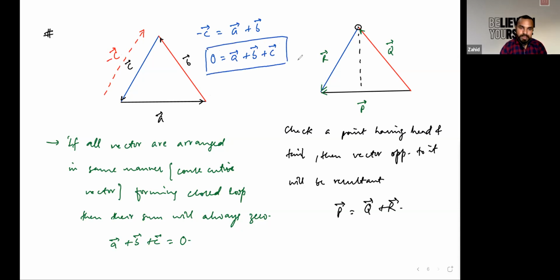So from here, you can conclude the sum of all vectors forming a closed path will always be 0. Is it clear? Yes, sir.